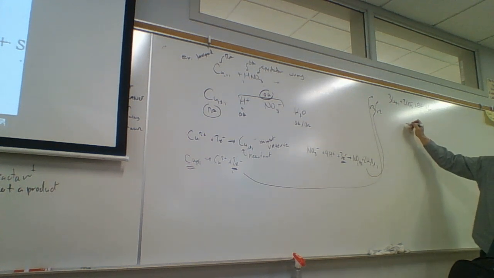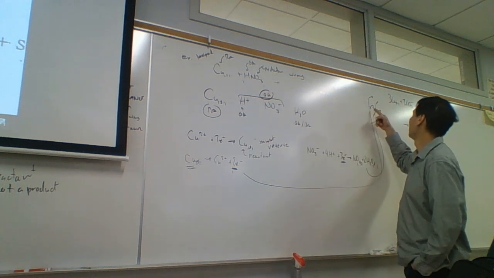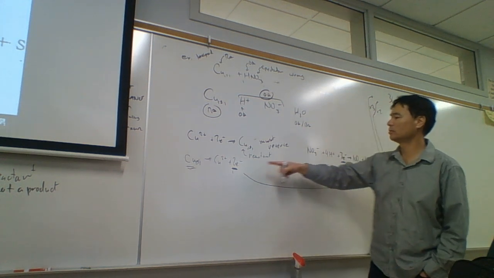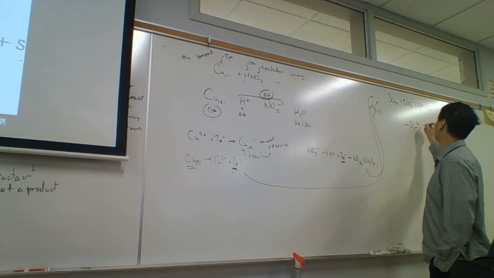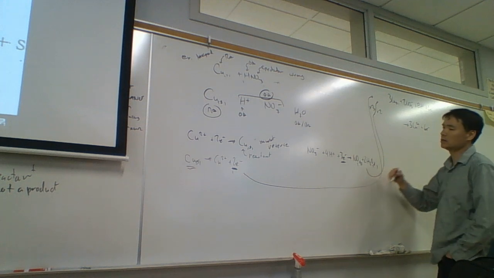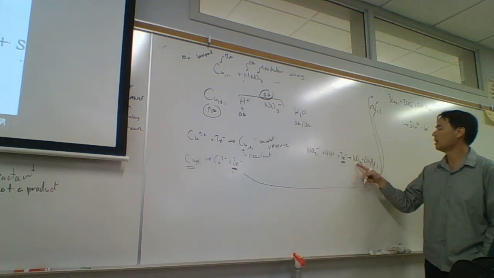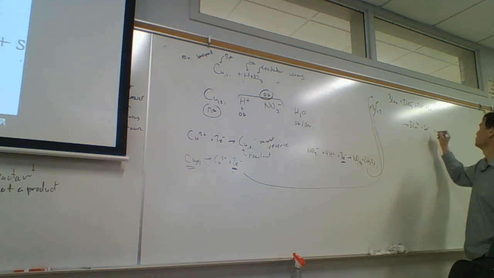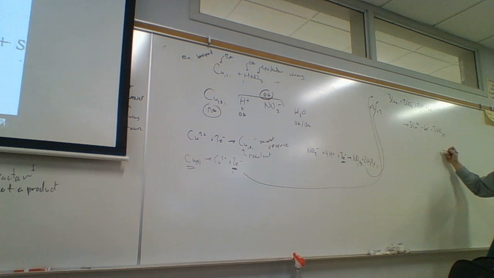And then what I'm going to do is combine the products. Well, I'm multiplying by that factor here. So I'm going to do 3 Cu2 plus 6 electrons. Okay, that takes care of the products from the first half reaction. From the second half reaction, I'm going to get 2 NOs, so gas, plus 4 H2O liquids.